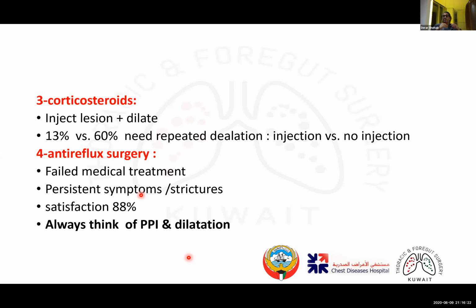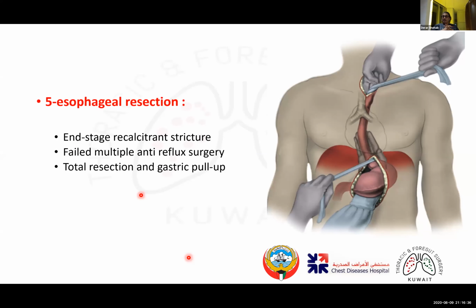But before offering anti-reflux surgery, always keep in mind to start with PPI and dilatation, with or without corticosteroid injection. The last thing here in peptic strictures is esophagectomy, or esophageal resection. This procedure is basically reserved for people with multiple failed anti-reflux surgeries or end-stage recalcitrant strictures. The procedure is basically total esophagectomy and gastric pull-up.